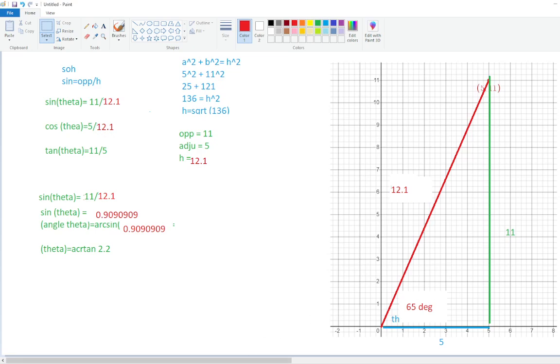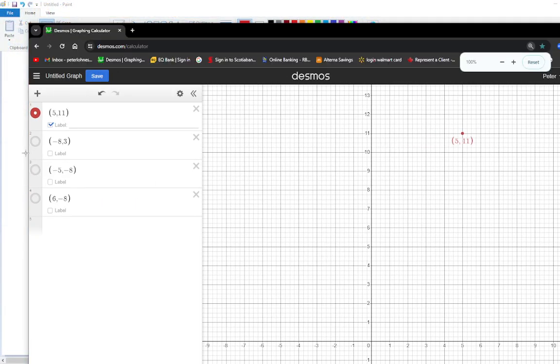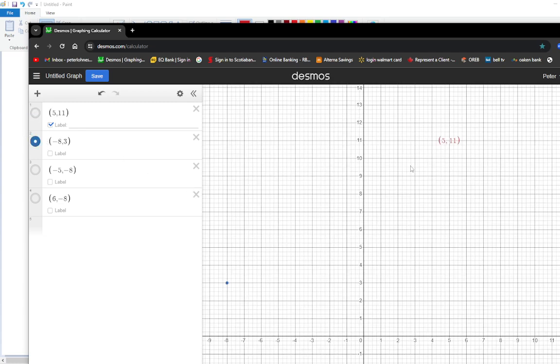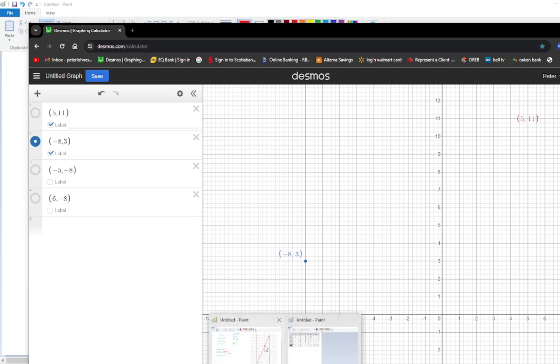Now, it's important that I do one more. I want you to do the other two, but they're all done the same way. But I'm going to show you one that's in another quadrant. The next one is over here. Quadrant one's nice because they're always positive. But this one is not going to be, all the values are not going to be positive. As a matter of fact, only sine is going to be positive according to SOHCAHTOA.